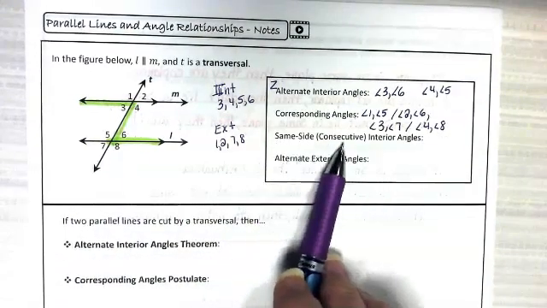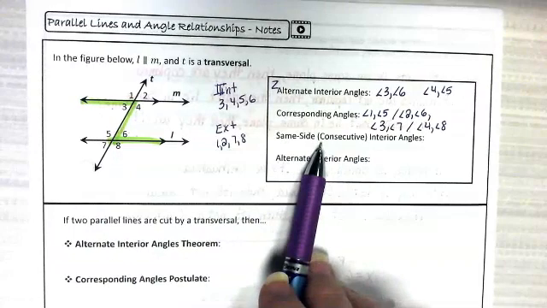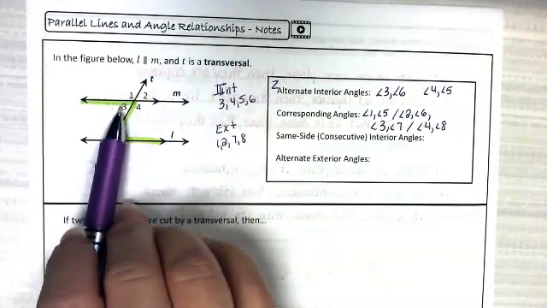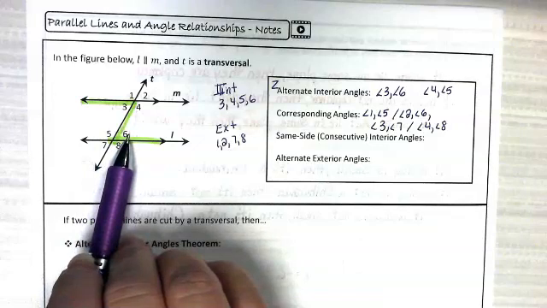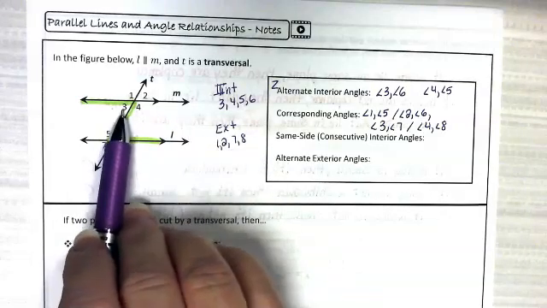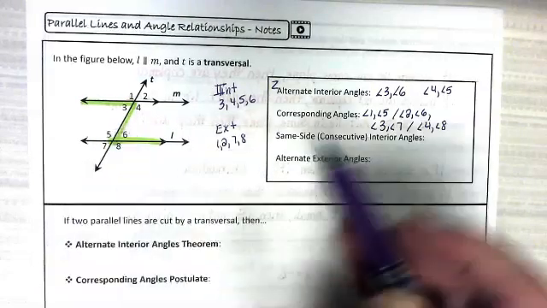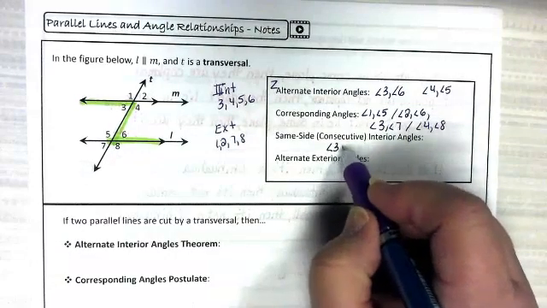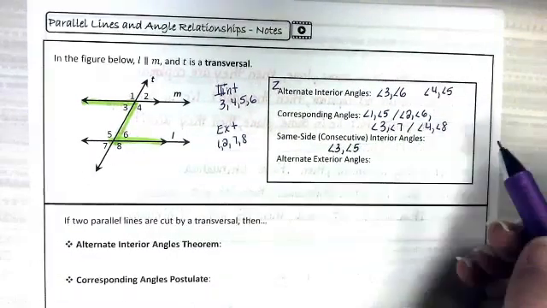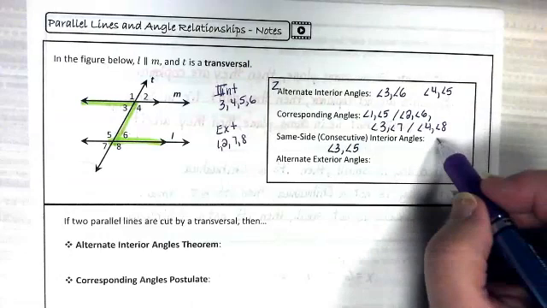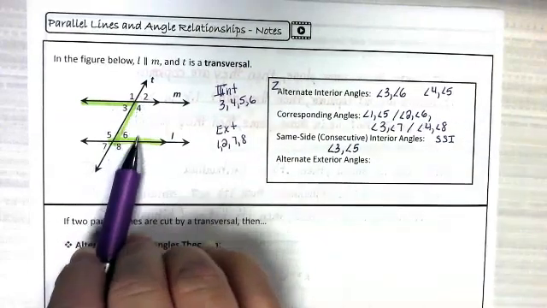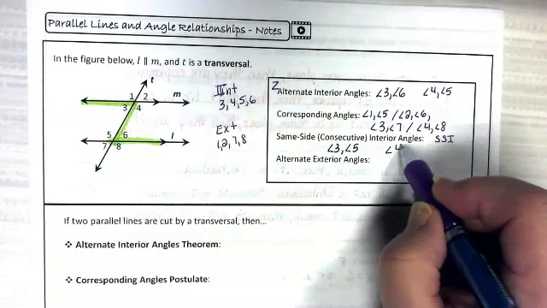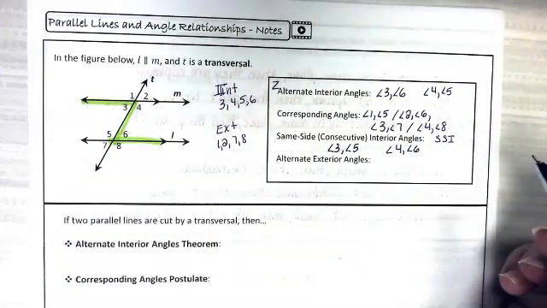Same side interior angles. We also call those consecutive. So alternate interior were 3 and 6. They were on opposite sides. These are the angles that are on the same side. So that's 3 and 5. Angle 3 and angle 5 are same side interior. Sometimes we call those SSI for short. Same side interior. And angle 4 and angle 6 also meet that description.